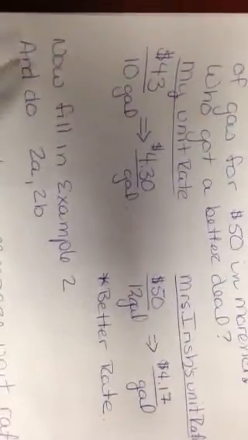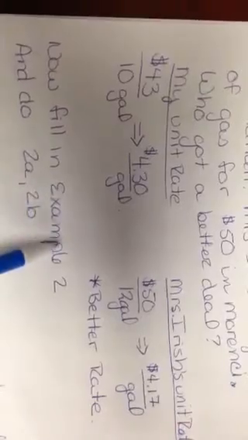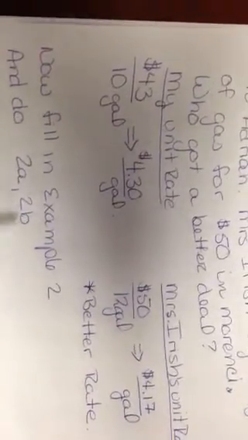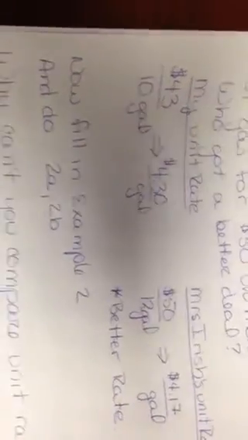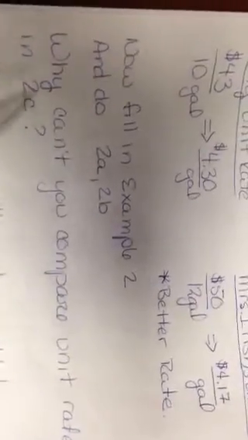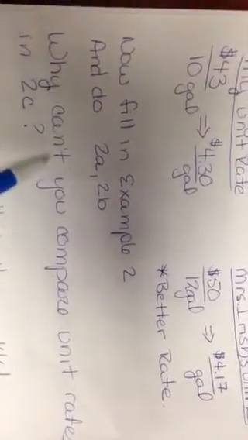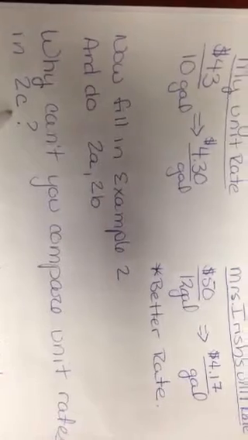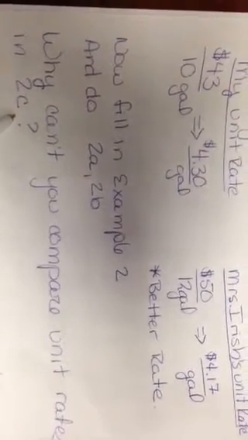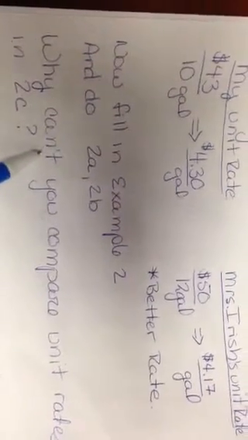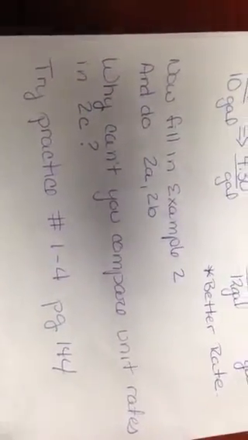All right, now I want you to pause the video and fill in example 2, and I want you to do 2A and 2B. Also, I want you to think about and answer, why can't you compare the unit rates in 2C? So I've already told you you can't compare them, and now I want you to tell me why. Also, try the practice number 1 through 4 on page 144. Pause the video and take care of that.